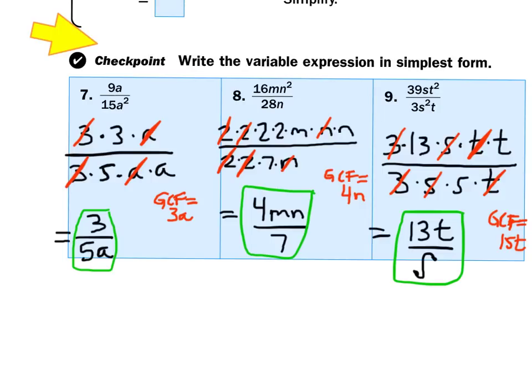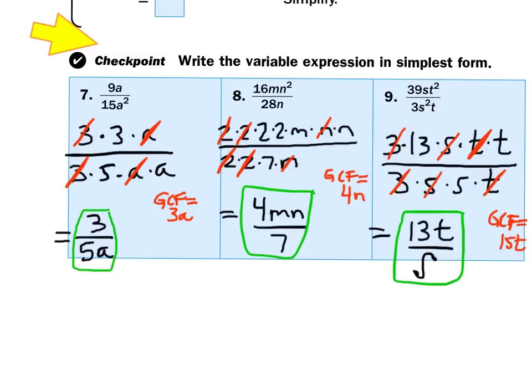Okay, so look at the checkpoint with me. Write the variable expression in simplest form. So look at number 7, 9a on top. So I wrote that as 3 times 3 times a, and 15a squared on the bottom. So I wrote that as 3 times 5 times a times a. And so we wrote it out. Now we're going to strike it out.